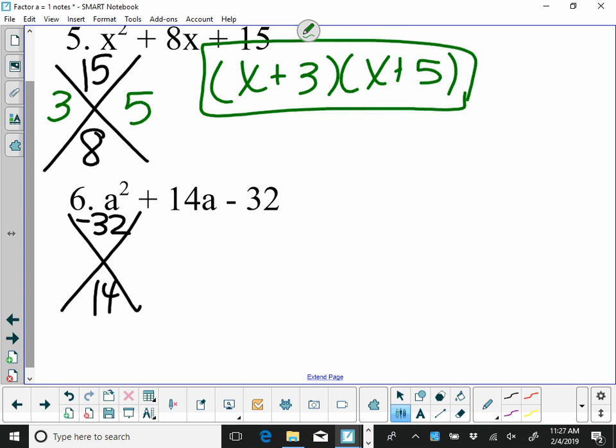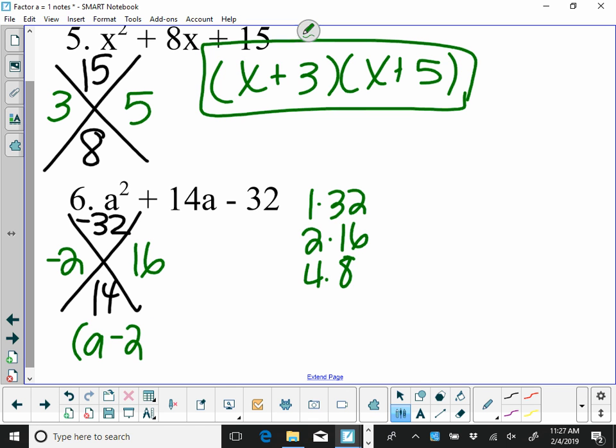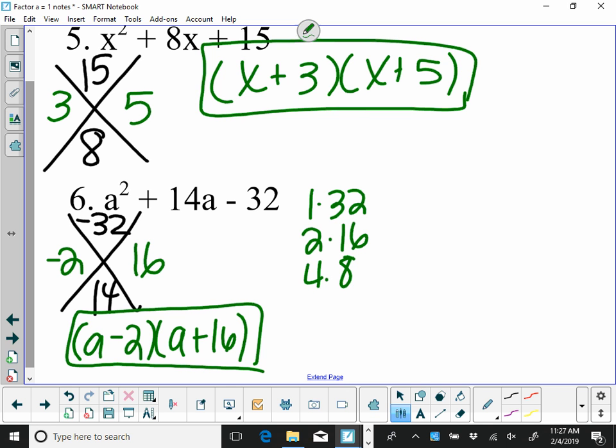32. Okay, again, you've got 1 and 32. If you don't know, just start here, y'all. These are the only options you've got. So how can I get a 14? 2 and 16. If it's a positive 14, then the bigger number has to be positive. So it's going to be A minus 2 and A plus 16. Absolutely not. As long as you have the same signs I have, order doesn't matter. Well, you don't have to plug it back in, but what we know to do is a good way to check your answer and make sure that your numbers are correct.